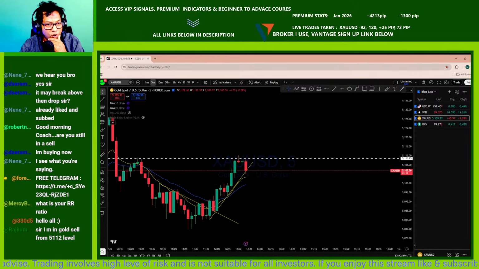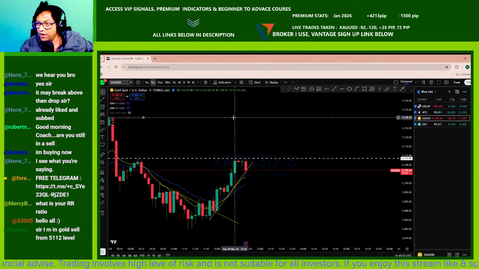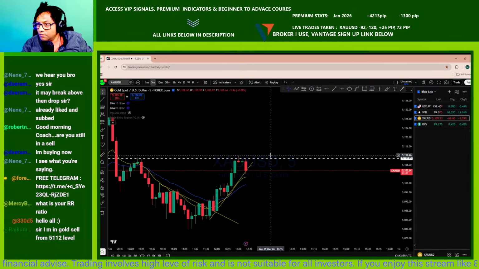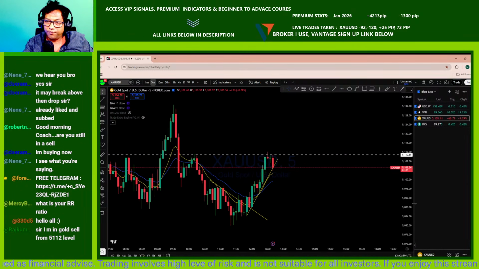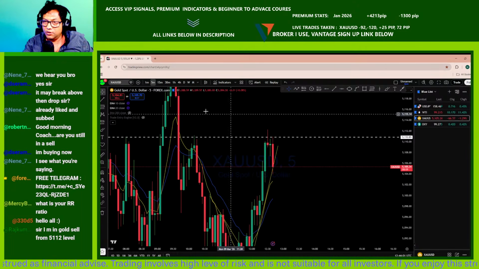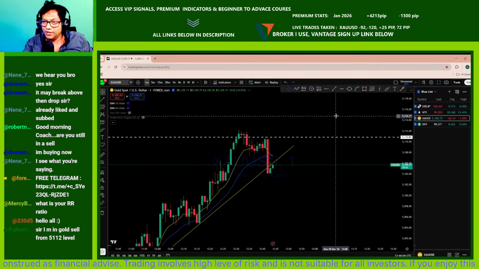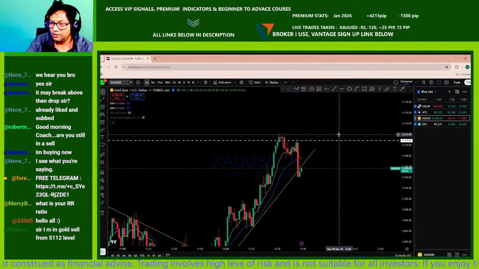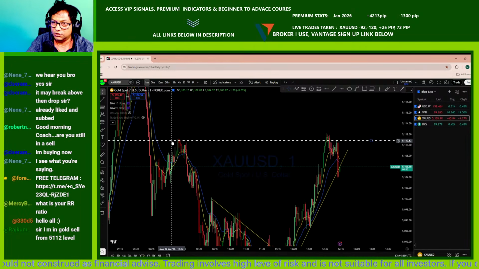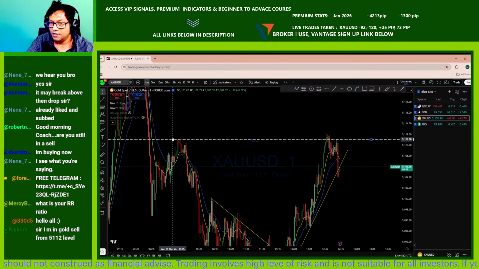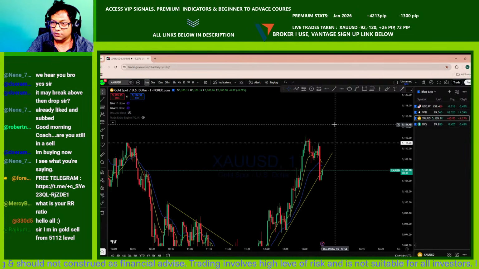Sell from the 5112 level. I mean gold sell at the 5112 level. That's a pretty high level here. How did you catch that point? It's interesting because it is the resistance line. I understand now, that was a resistance line.